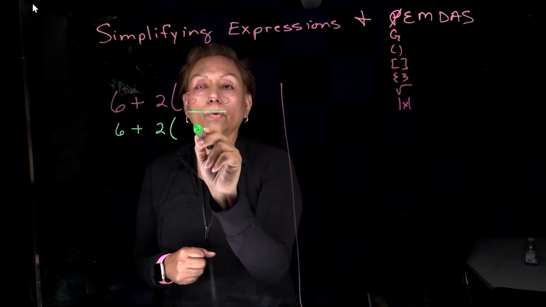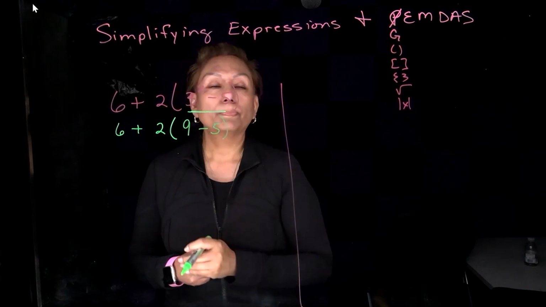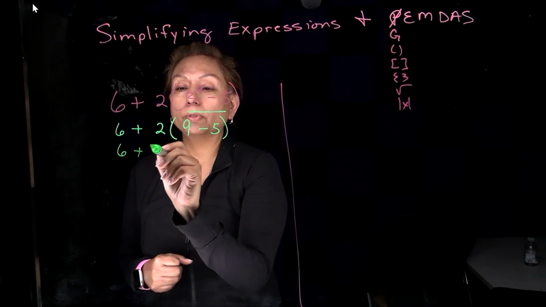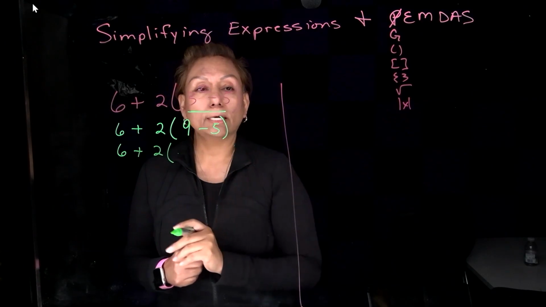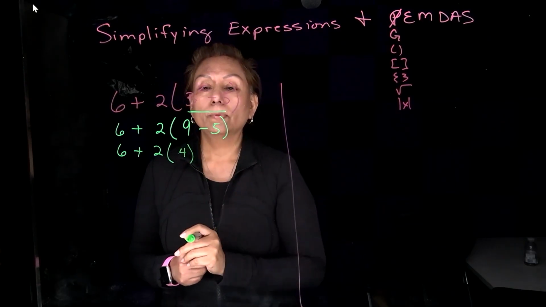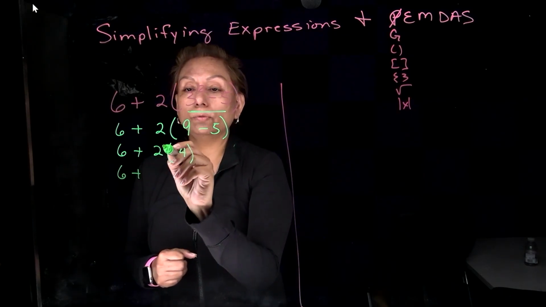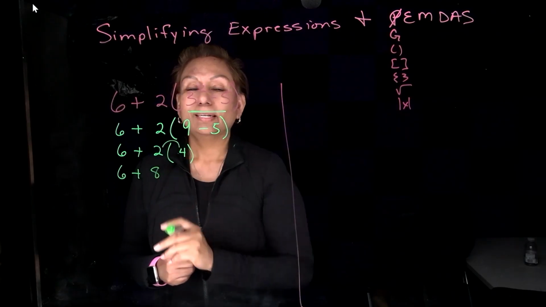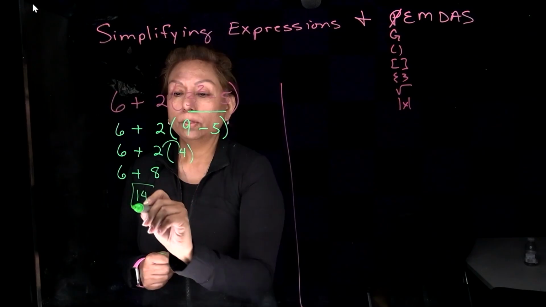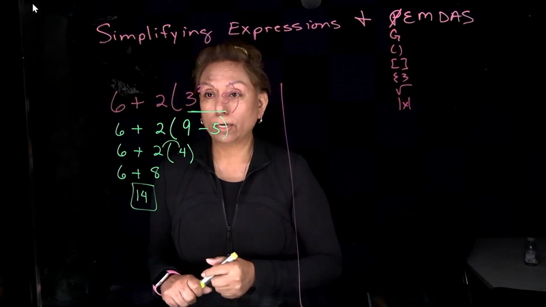So we would do 3 squared, 3 times 3, 9. Then we'll just bring down the minus 5. But we still have grouping symbols, so we keep the 6 plus the 2. Then we do what's inside the grouping symbols, 9 minus 5. That would be 4. We still got grouping symbols, so we can't touch the 6. Now we do 2 times 4. Now we're just left with 6 plus 8 is 14. So this would be simplifying an expression using GEMDAS correctly.